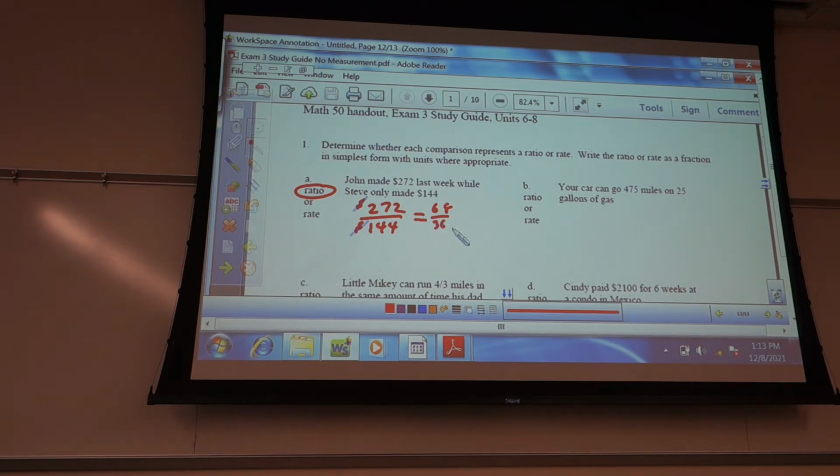Are those both divisible by 4? 68 divided by 4 is 17. 17 isn't divisible by 4 anymore. So 36, is that divisible by 4? Yep, I get 9. And then I know they're both not even, so they're not divisible by 2. 9 is only 3 and 3. Is 17 divisible by 3? No. Okay, so I'm done. Does that make sense? That's kind of how I do it. Just work your way down.